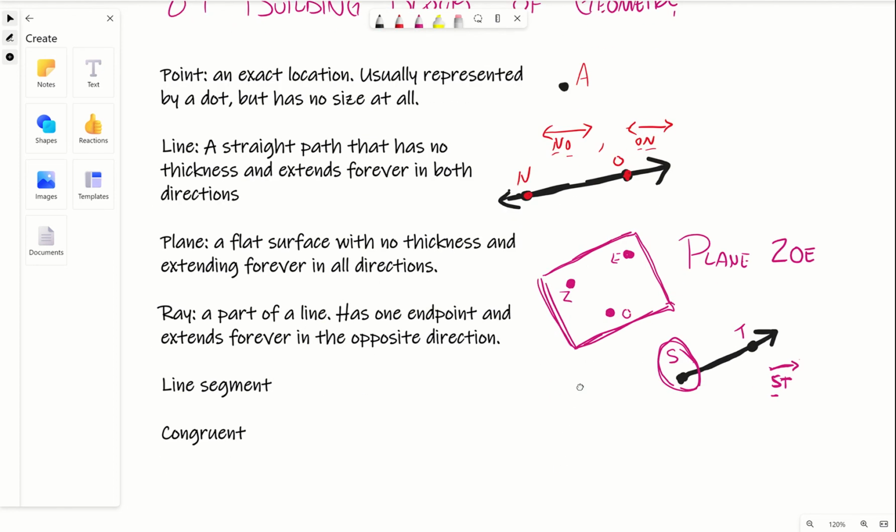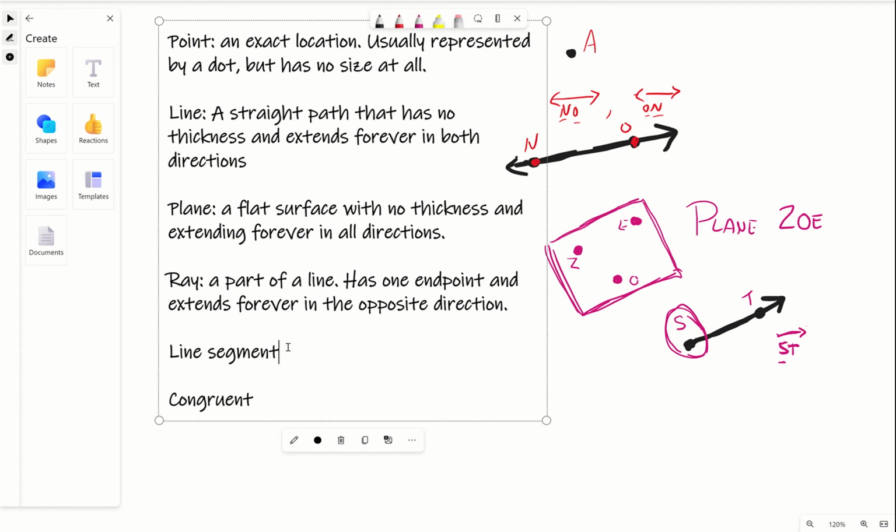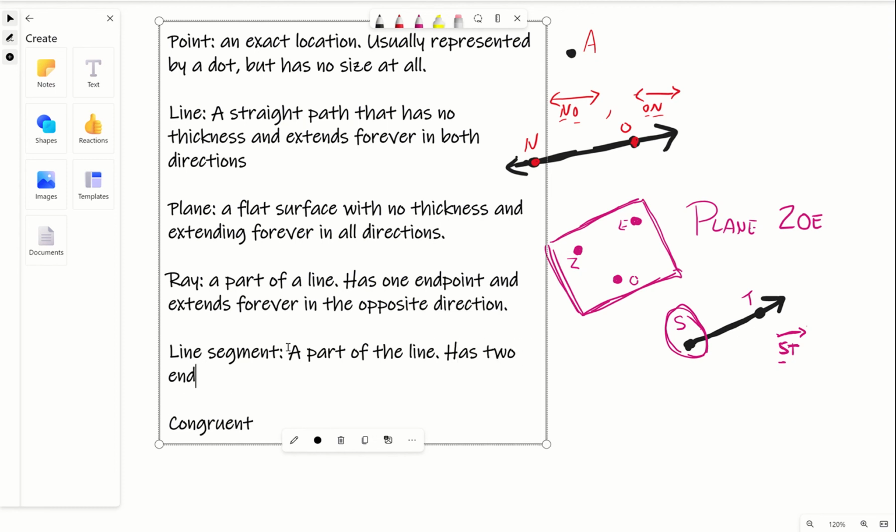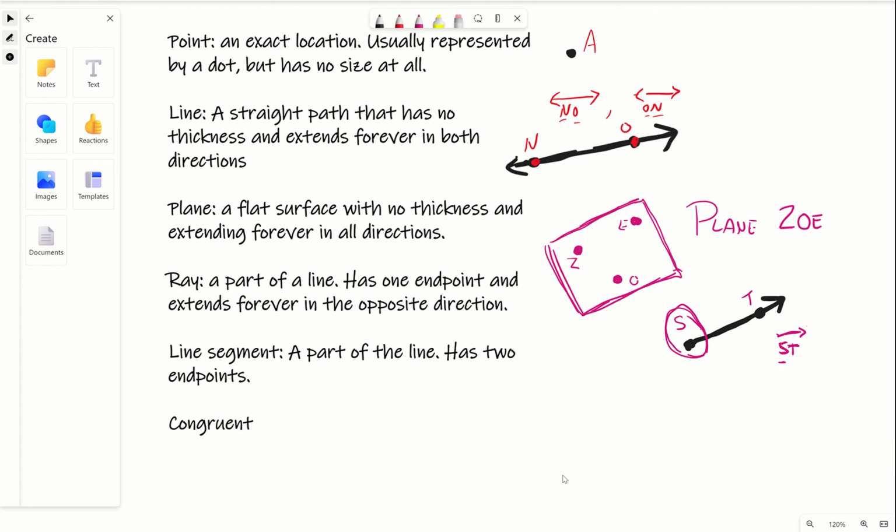All right, we've got a couple more here. We'll go with line segment. A line segment is a part of a line and has 2 endpoints. Again, we'll say this line segment might have endpoints connected in the middle. We'll call this C and D. We would say this is line segment CD.